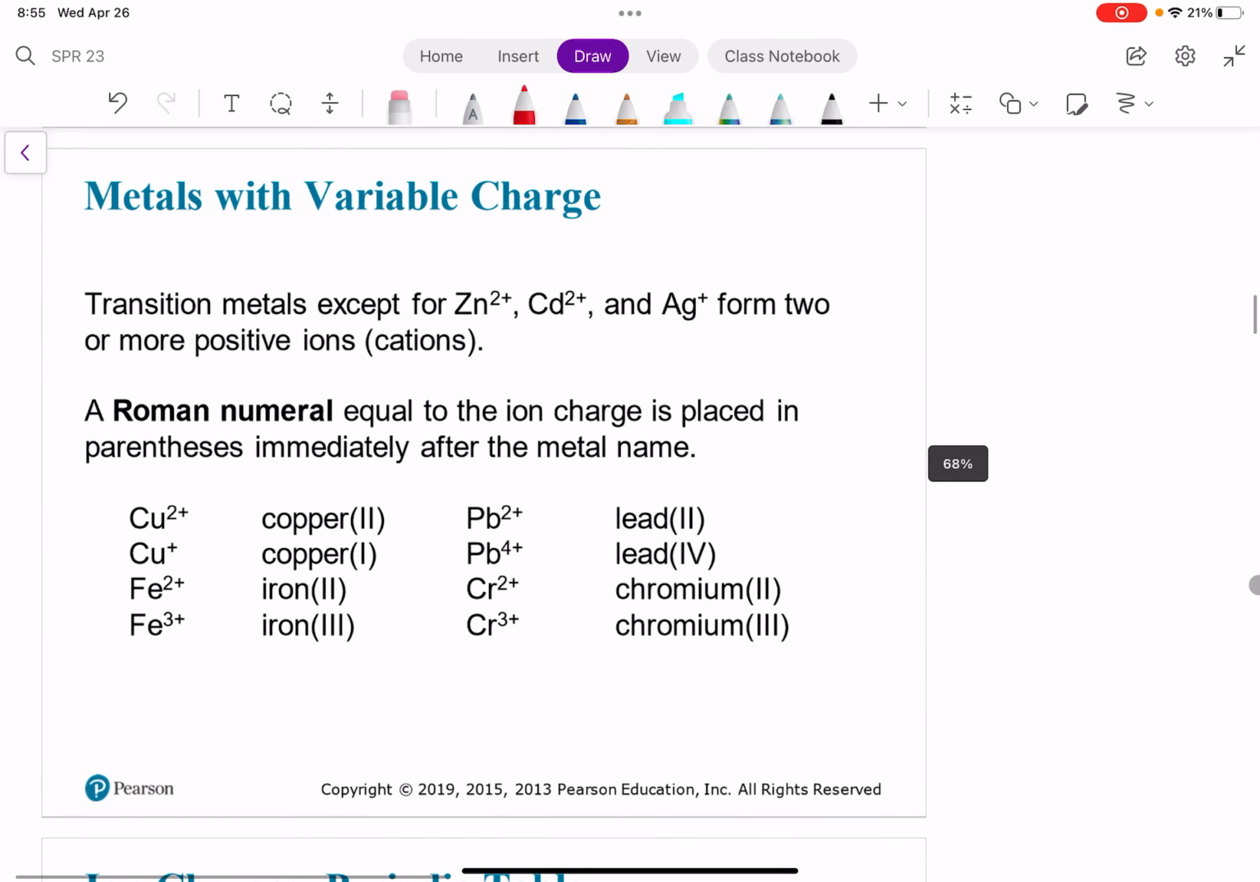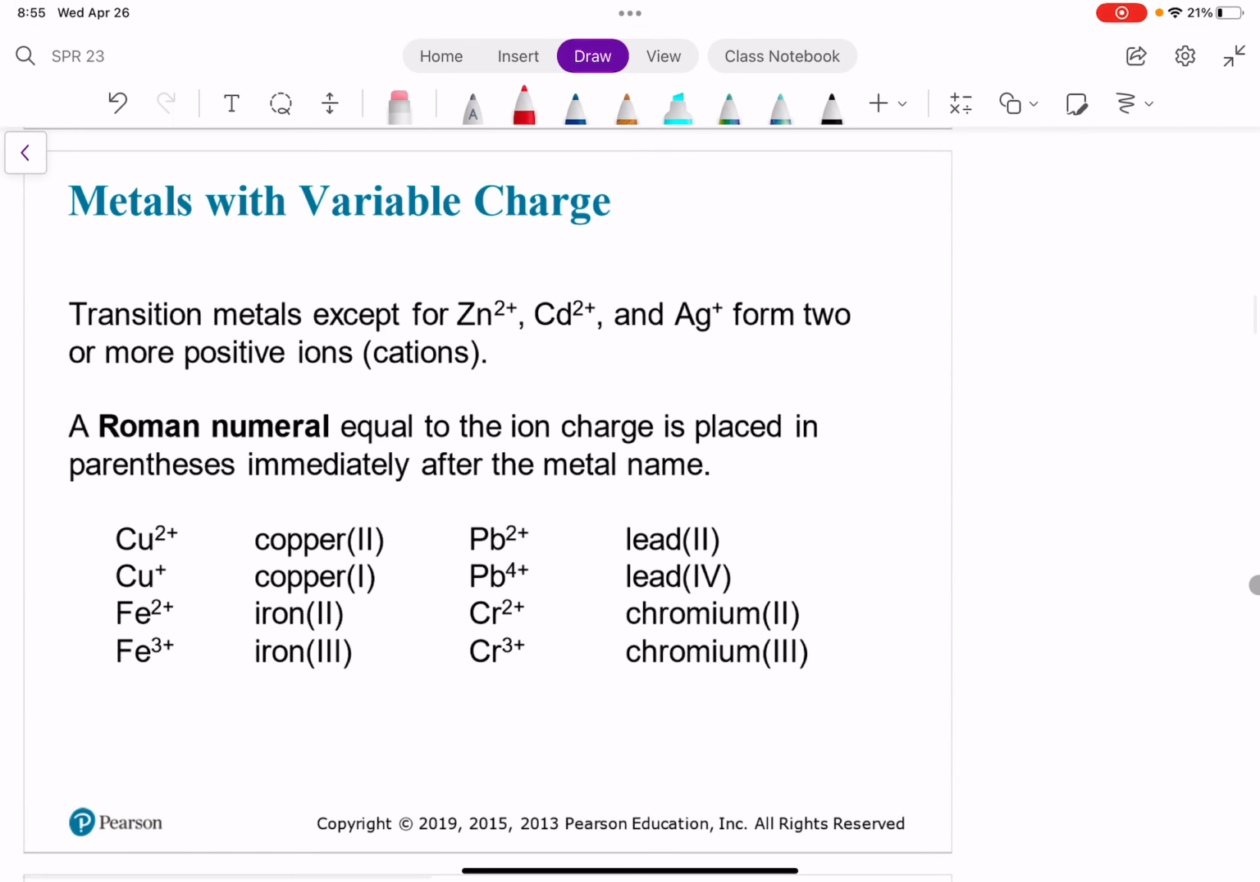Something else to be aware of when you're naming these compounds. We've so far really not been talking about the transition metals. Remember, the transition metals are those metals in the middle of the periodic table, starting in period 4 with scandium, right? The step down, the shorter columns rather than the tall columns. We've really only been talking about the tall columns for this entire chapter.